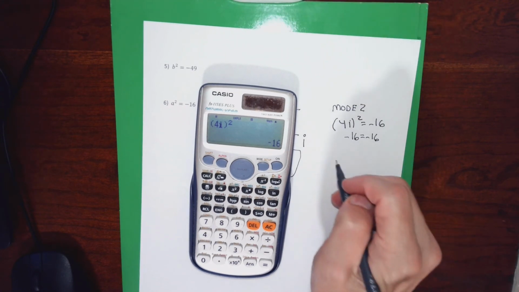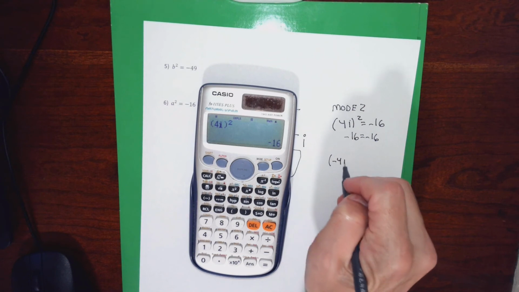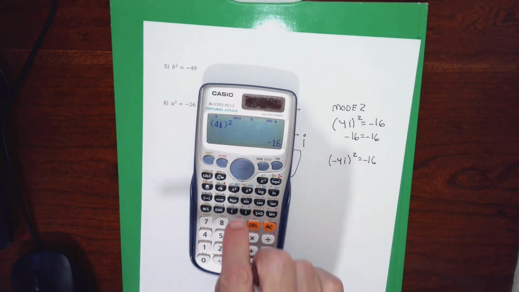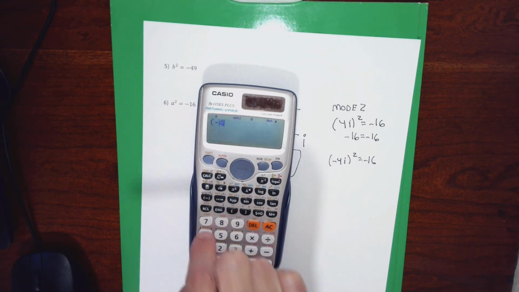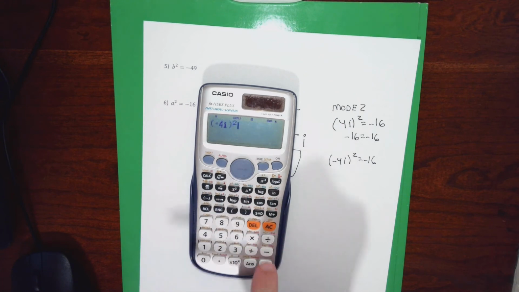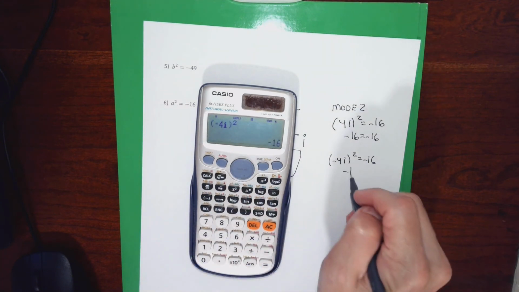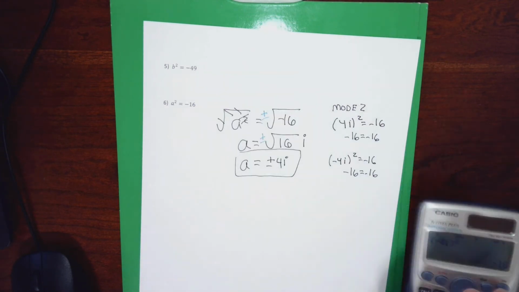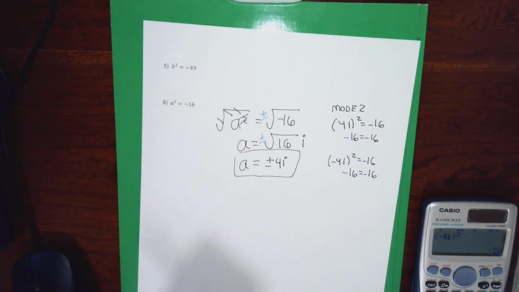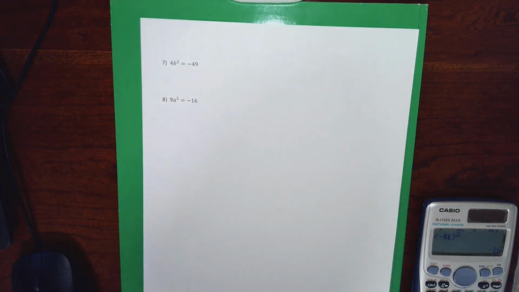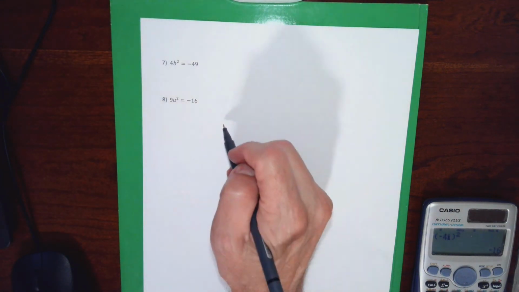I could check the negative 4i as well, see if the quantity negative 4i squared equals negative 16, just doing parentheses negative 4. In mode 2, the ENG button's the i, and it works as well. My answer should have that plus or minus. All of the problems in this section that don't have parentheses, I'm going to leave a plus or minus in my answer.